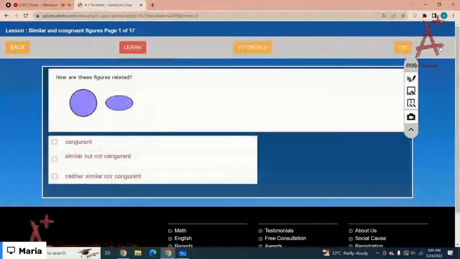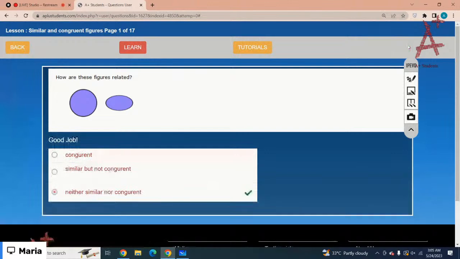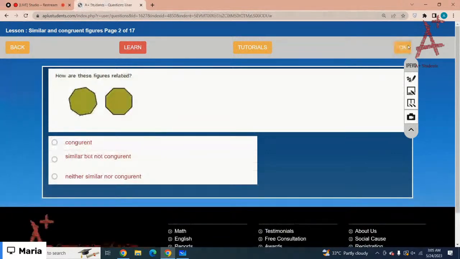Okay, how are these two figures related? They are neither similar nor congruent. Got it? They are neither similar nor congruent. They are two different shapes. Okay, how are these figures related?